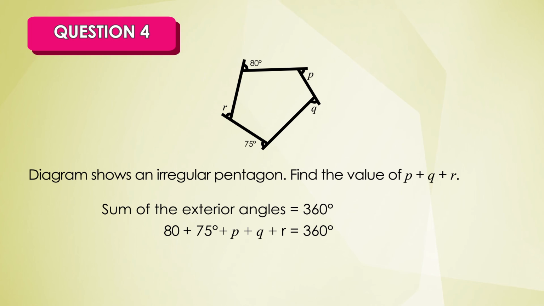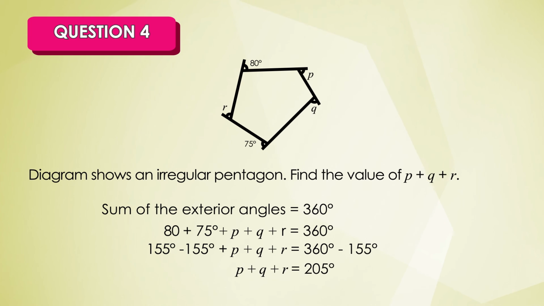80 degrees plus 75 degrees plus P plus Q plus R equals 360 degrees. 155 degrees minus 155 degrees plus P plus Q plus R equals 360 degrees minus 155 degrees. P plus Q plus R equals 205 degrees. That was fun, wasn't it? Well done, girls and boys.